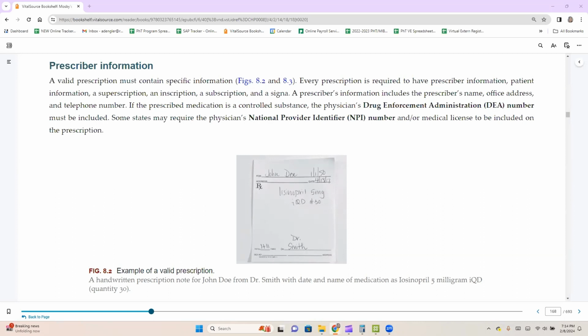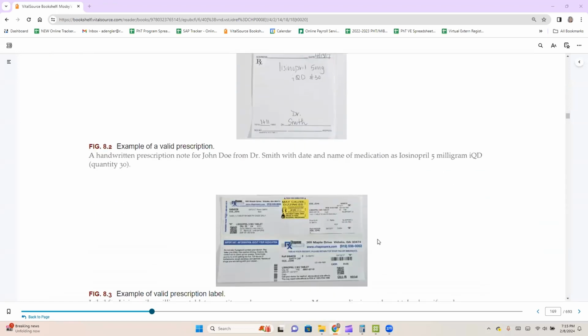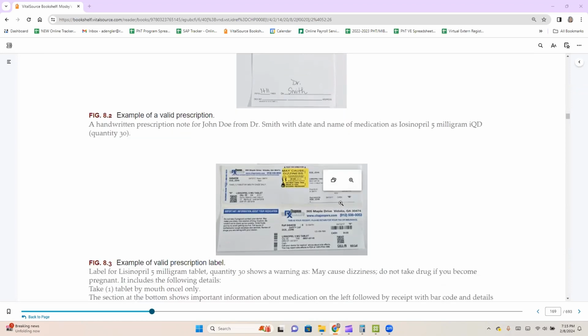A valid prescription must contain specific information. Every prescription is required to have prescriber information, patient information, a superscription, an inscription, a subscription, and a signa. Prescriber's information includes the prescriber's name, office address, and telephone number. If the prescribed medication is a controlled substance, the physician's Drug Enforcement Administration DEA number must be included. Some states may require the physician's NPI number and/or medical license to be included on the prescription. And Figure 8.2 is an example of a valid prescription. 8.3 is the example of a valid prescription label for that prescription.